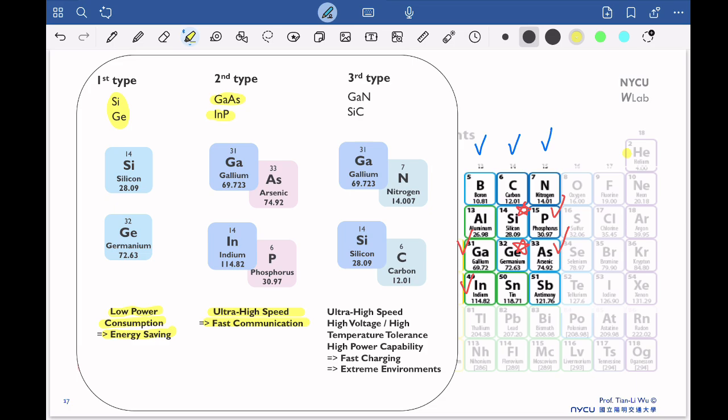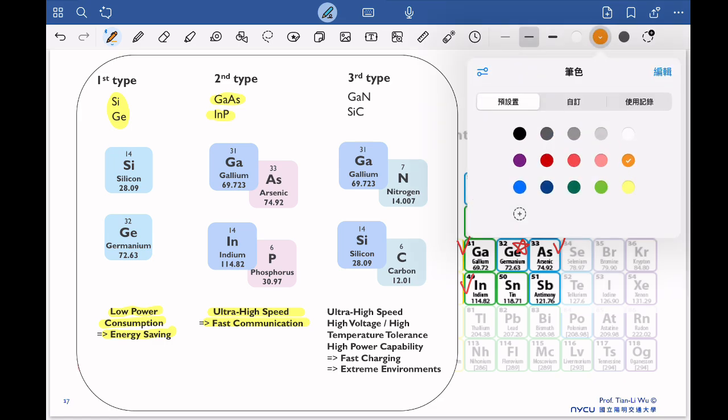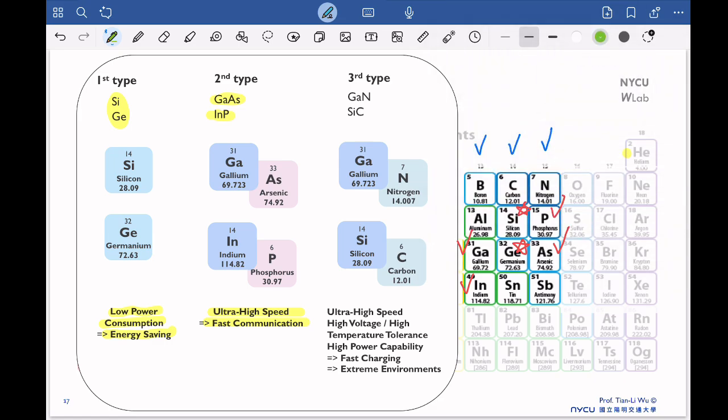And the last one, we can also consider a different combination of group 3 and group 5. So we have Ga here, but then we put in nitrogen, or we have silicon combined with carbon. That's what we call silicon carbide. This kind of semiconductor material is also good for high speed, high voltage, high temperature, and high power. So it's very good for applications like charging or extreme environments. By extreme environment, I mean sometimes it's not on Earth, it's out of Earth. For example, if you talk to NASA people about what semiconductor they want to use for space exploration and their spaceships, they will consider gallium nitride and silicon carbide because these materials are pretty stable. So that's for the extreme environment.